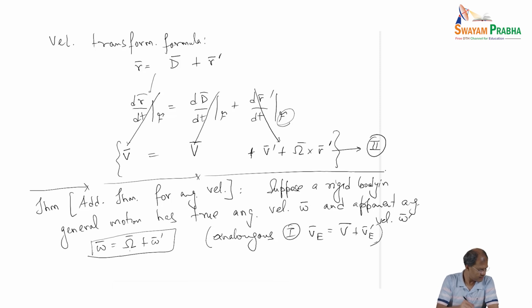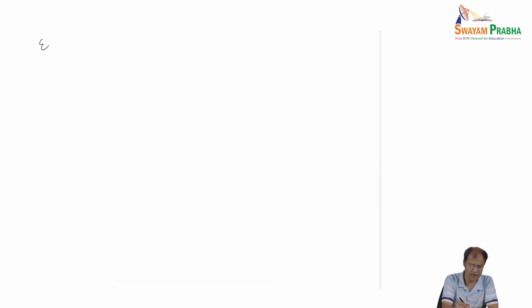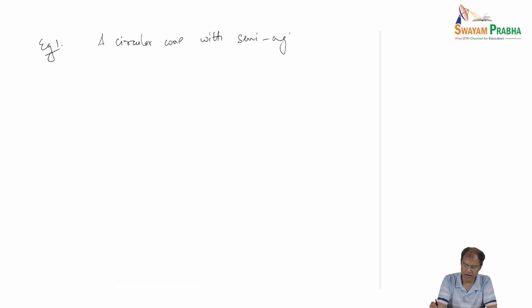Okay, so let us look at an example. The example says a circular cone with semi-angle 45 degrees is fixed with its axis of symmetry.